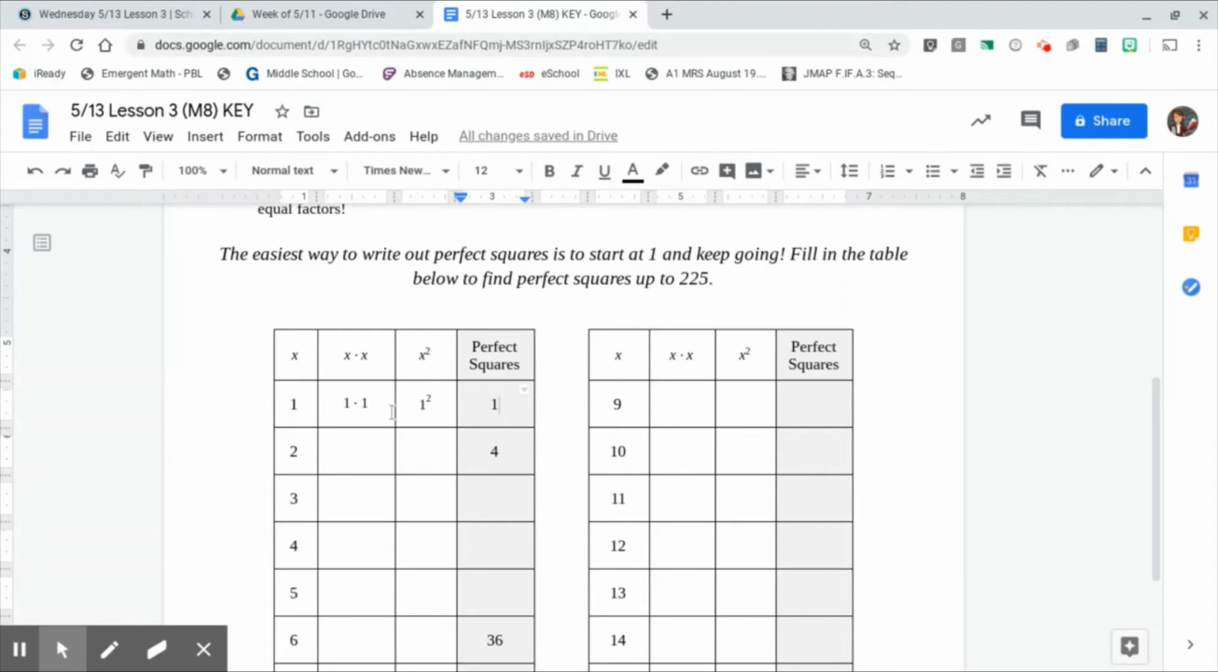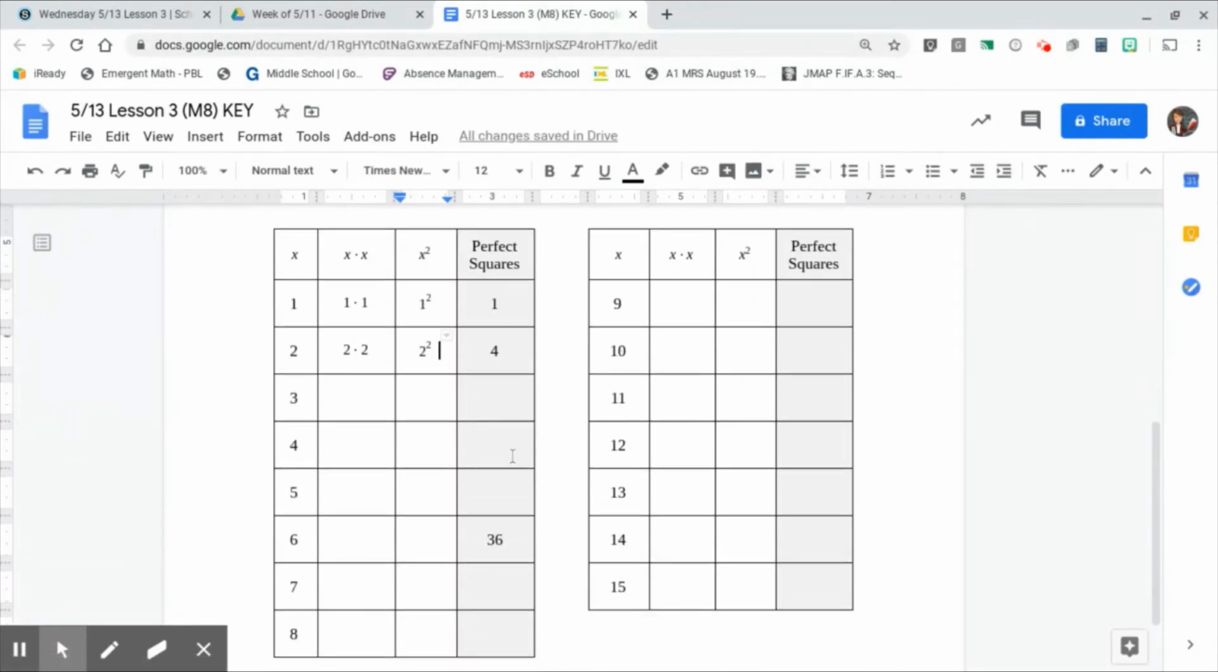The next one, let's go to 2. 2 times 2. That's how we would find its perfect square, because we multiply it by itself. That's going to be the same thing as, you guessed it, 2 squared. And 2 squared, or 2 times 2, is 4. So far we have 1, 4. Let's figure out what's going to come next. Okay, I'll do one more with you. We go to 3 now.